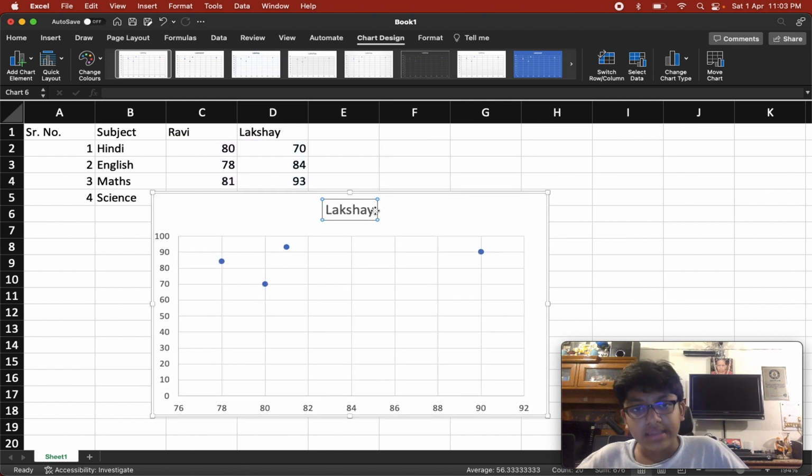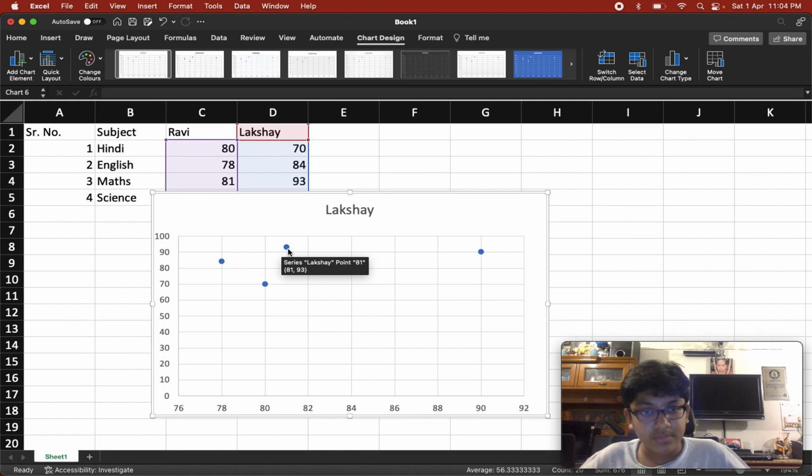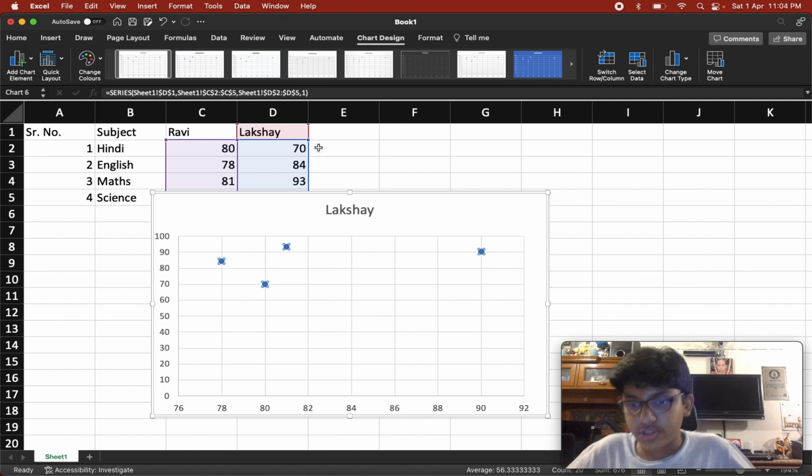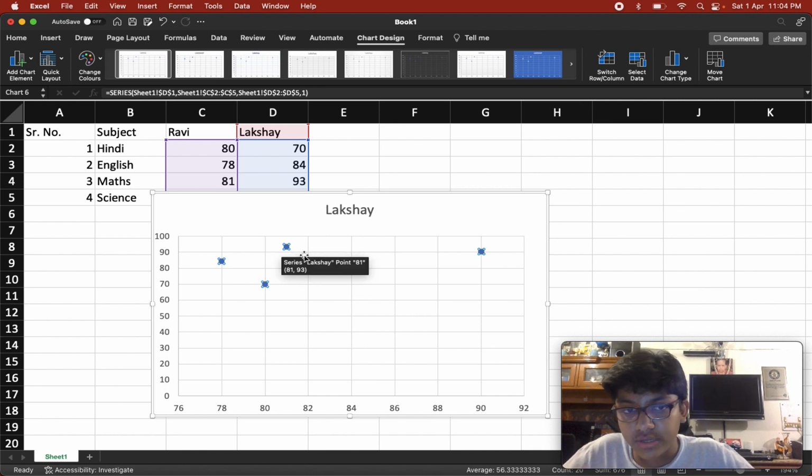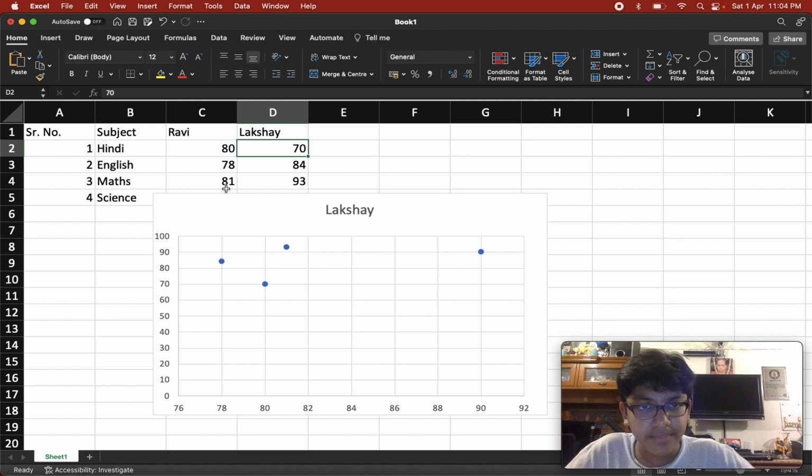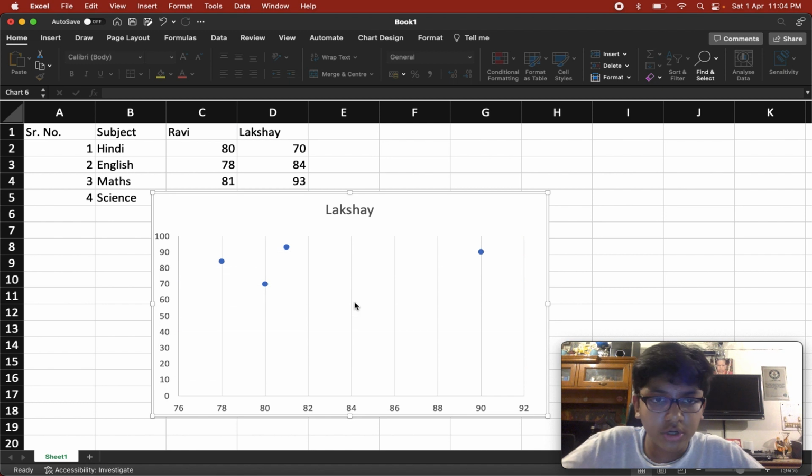So as we can see, we have Lakshay's marks over here, right? And if I see all these marks, it's giving the title Lakshay, right? But these are not actually Lakshay's marks. This is the X and this is the Y. For example, 81 is the X and 93 is the Y, right? So if I give an XY value, okay, I'm not gonna use this data here.